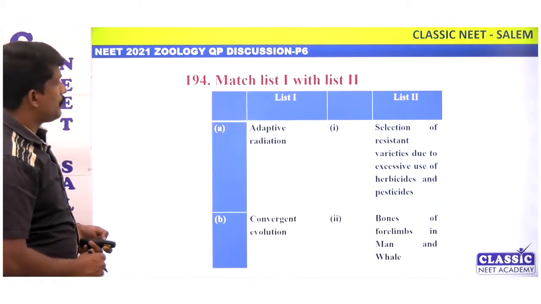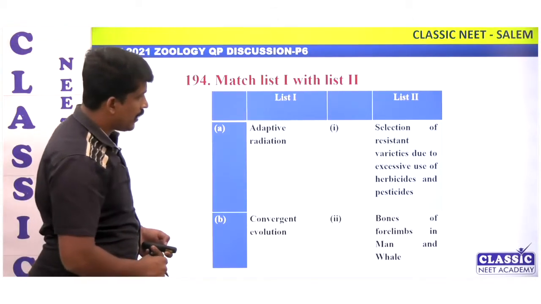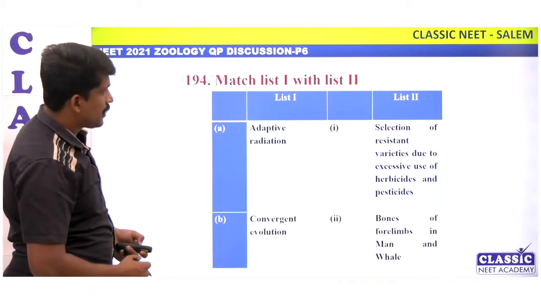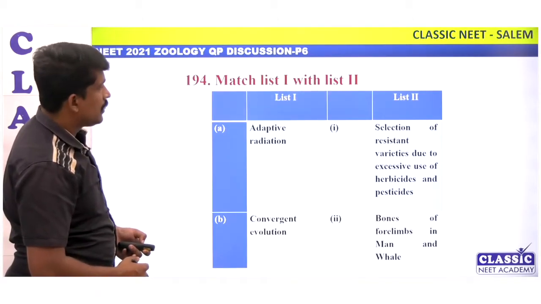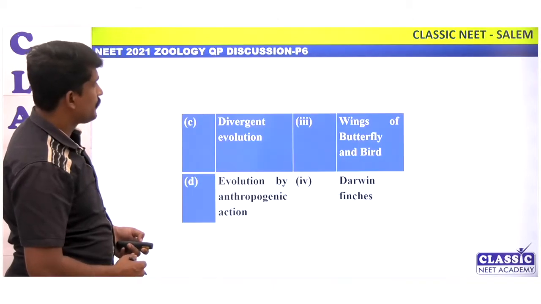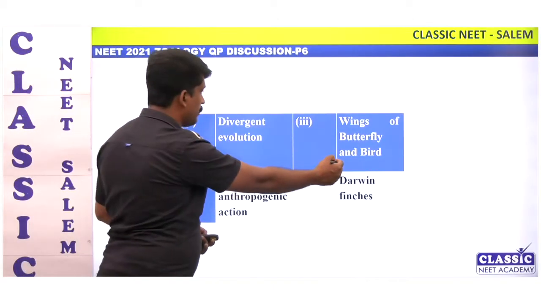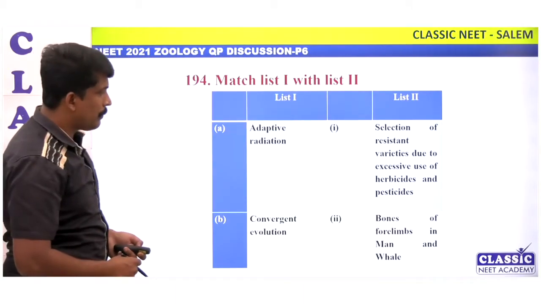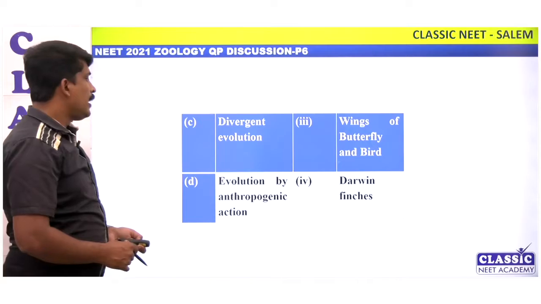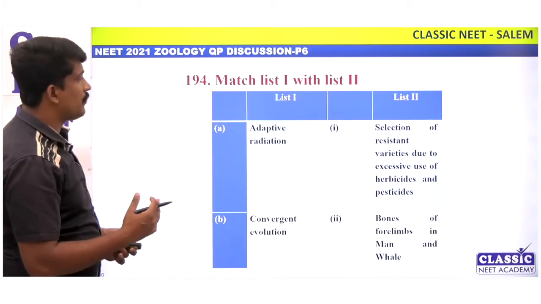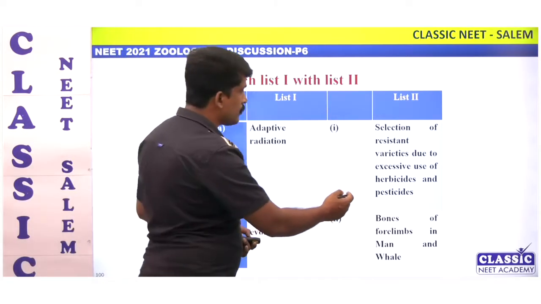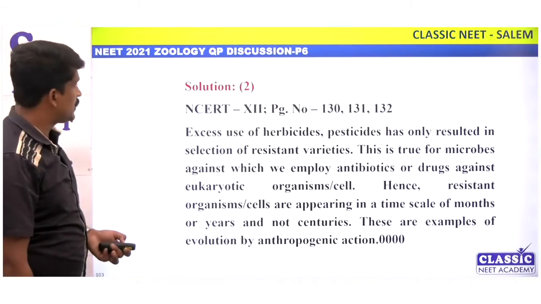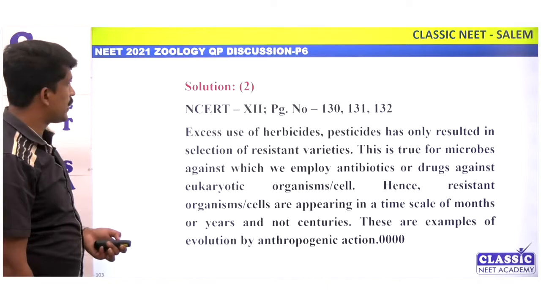Okay, students. Then match the following adaptive radiations. Adaptive radiations you can match with Darwin's finches. Convergent evolution. Yes, what can be the answer? Yes, wings of butterfly and bird can be given. Okay, students, now here divergent evolution is bones of forelimb in man and whale can be given, and finally anthropogenic, yes, that is the selection of resistant varieties due to excessive use of herbicides and all. So among the given options you can match it and see, my dear students, it will be the second option. Yes, that is correct.